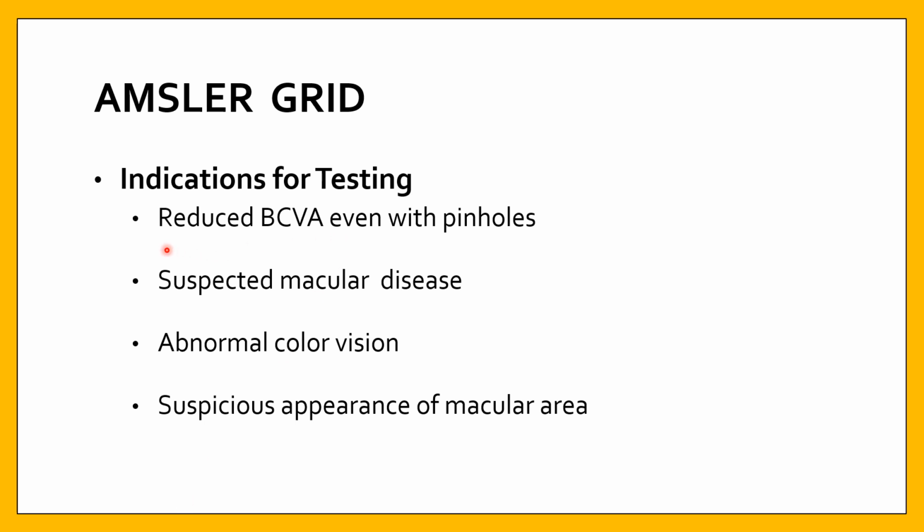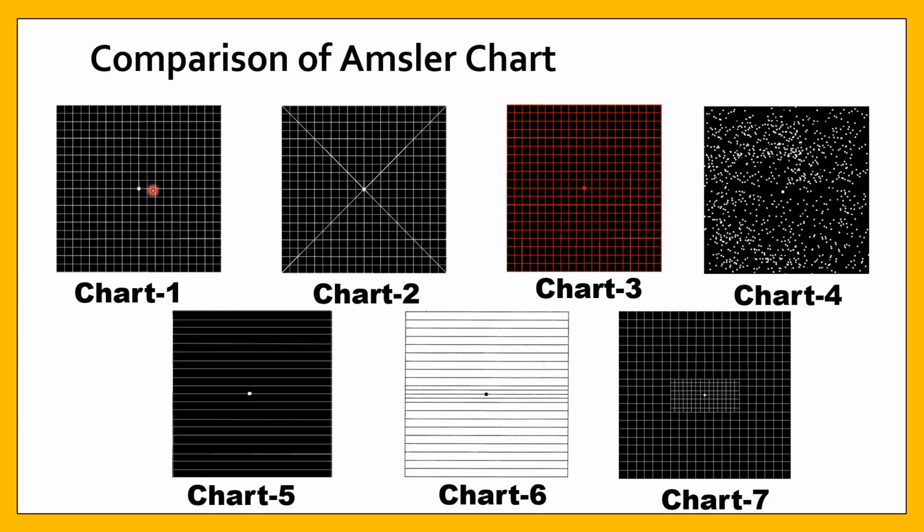Amsler grid can be used in the patient when there is no improvement of the vision even with the pinhole, and in suspected macular diseases, abnormal color vision, and suspicious appearances of the macular area. And there are 7 types of the Amsler chart, that is chart 1, chart 2, chart 3, chart 4, chart 5, 6, and chart 7.